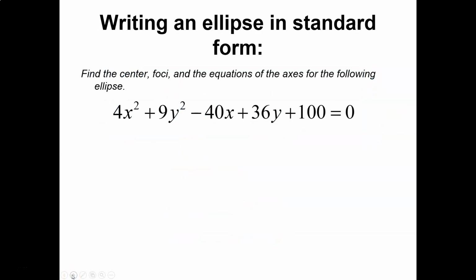Okay, so let's talk about how to put these in standard form. The good news is it's not a lot different than it was yesterday. Even though the equations look quite a bit different, the process is not a lot different. So we're going to start off just like we did yesterday. We're going to group our x's together, group our y's together, and move our constant term over to the other side. So it'll look like this. We'll have 4x squared minus 40x plus 9y squared plus 36y equals -100.